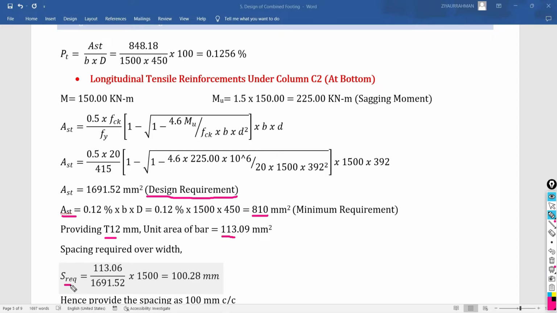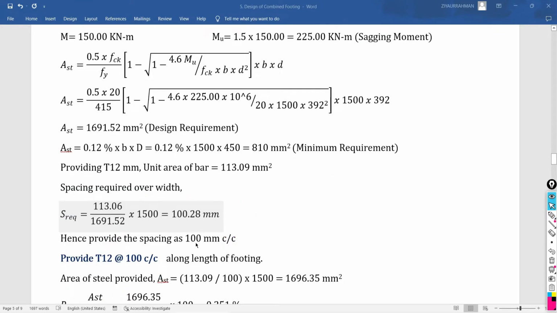Now how much spacing is required? Unit area divided by required area, multiplied by the width of the foundation. The requirement we are getting is 100.28. I am going to provide the final spacing as 100 mm center to center. So finally, provide 12 mm diameter bars at a spacing of 100 mm center to center along the length of the footing under the column C2.